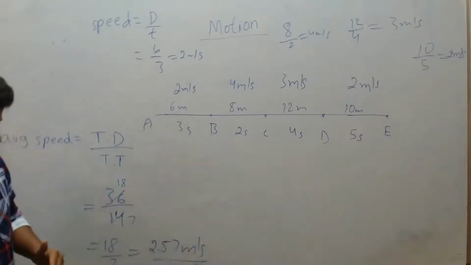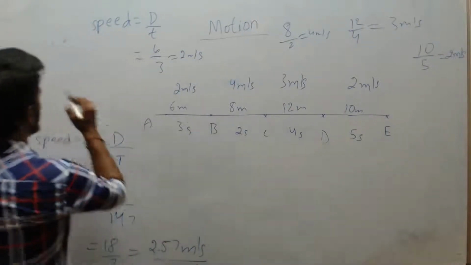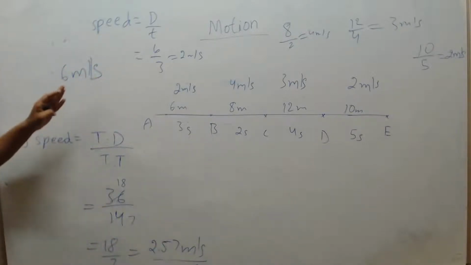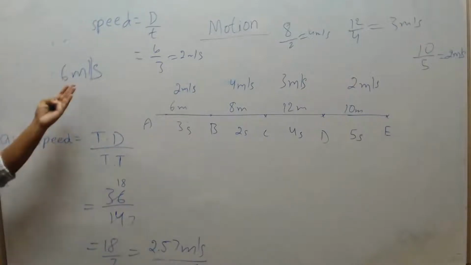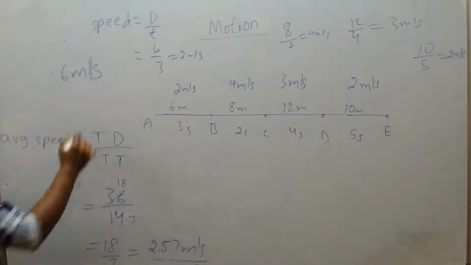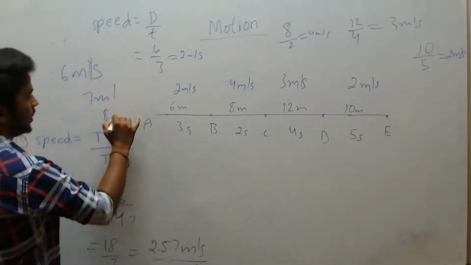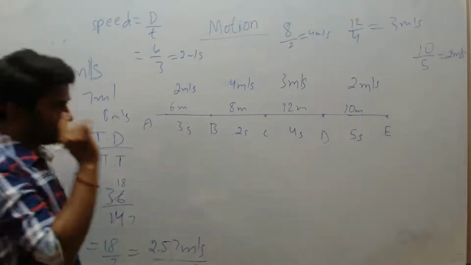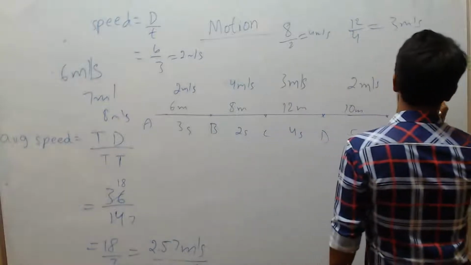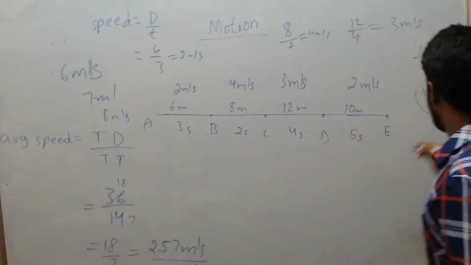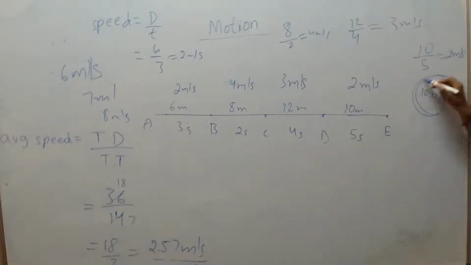While traveling, if the average speed is, for example, 6 meter per second, it means the object traveled with a speed of maybe 4 or 5 meter per second, and sometimes its speed increased to 7 or 8 meter per second, we don't know. Clear? If you hear the average speed is 10 meter per second, it means maybe the object traveled less than this speed and greater than this speed.